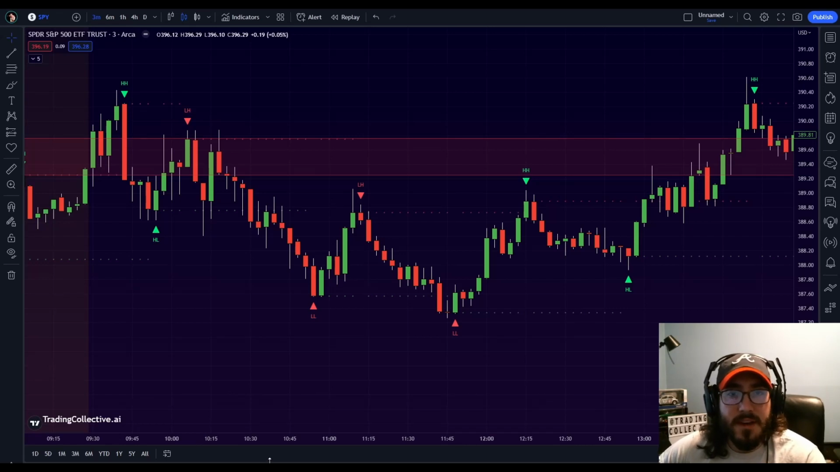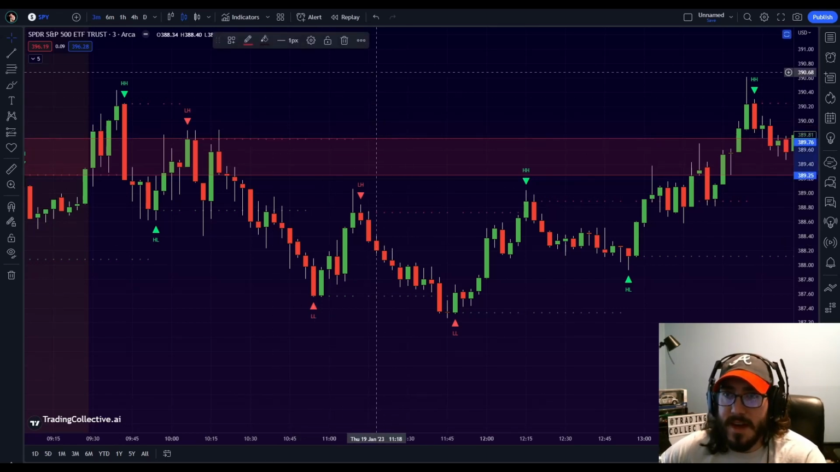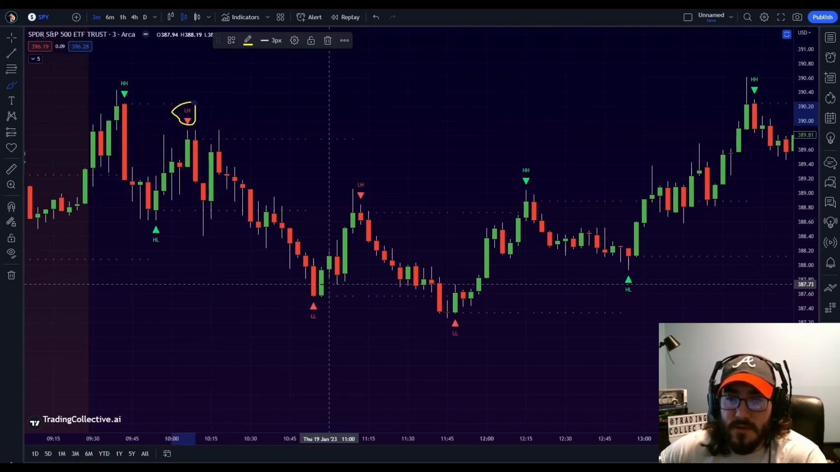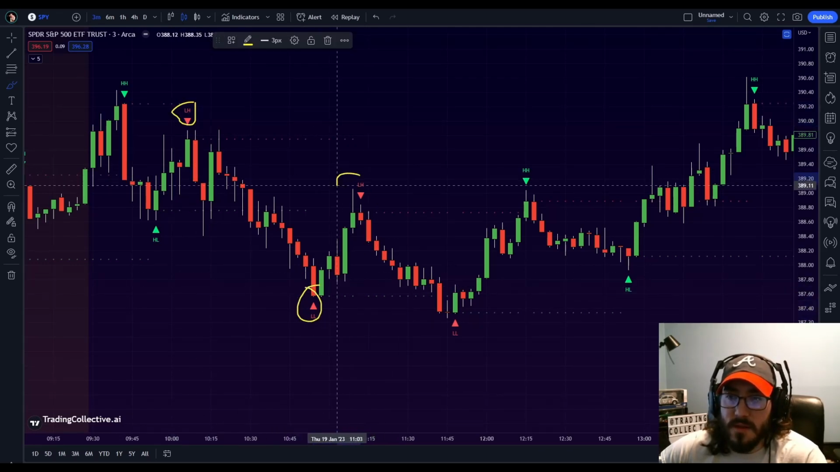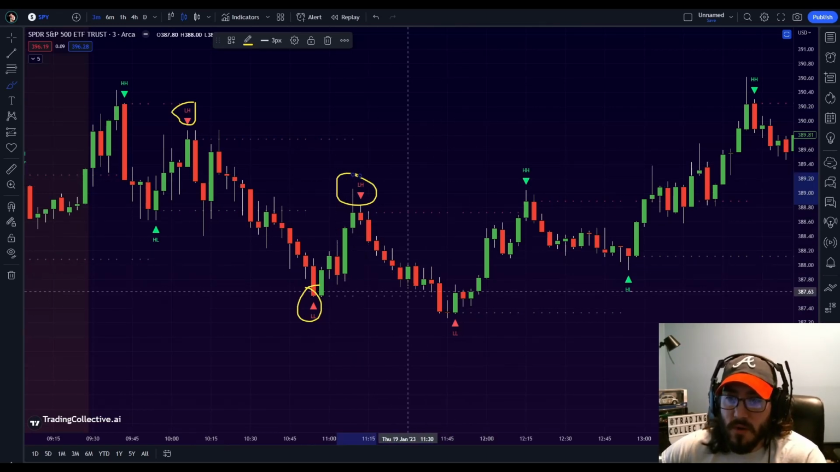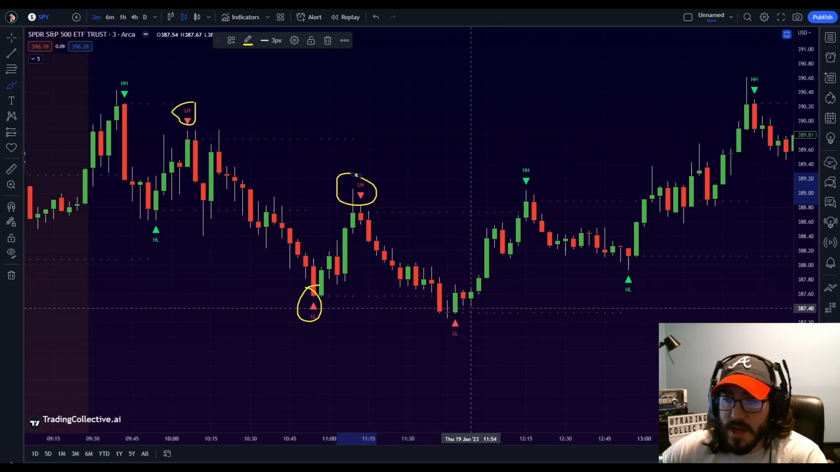Okay, so here we have a confirmed downtrend. I'm going to show you guys exactly what that looks like here. So here we have a lower high to a lower low to another lower high. After we have these 3, we can assume that we're going to be making another lower low here.